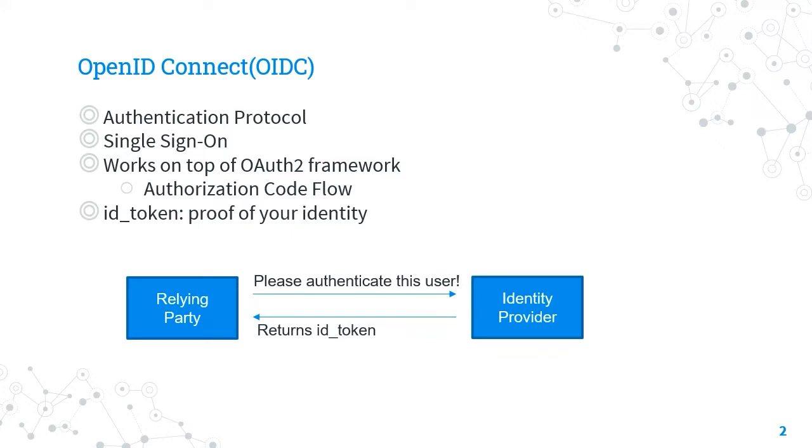But OpenID Connect is closer to OAuth 2. It works on top of the OAuth 2 framework and follows the same authorization code flow. There are other flows as well, but I won't mention them here. The ID token is what you get at the end of this process, and the relying party uses this for logging in the user.